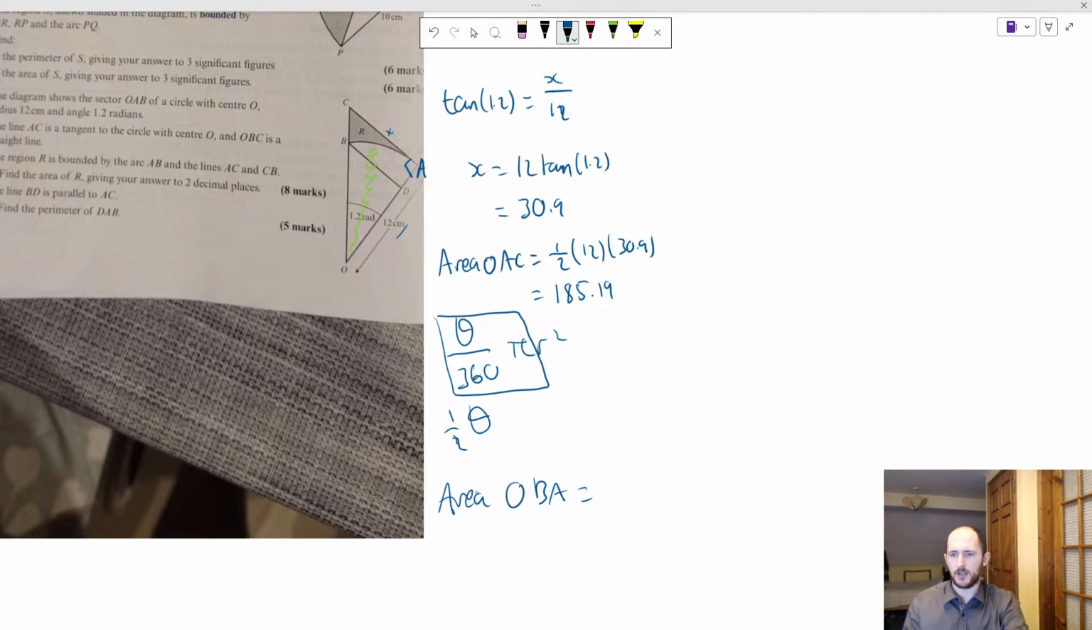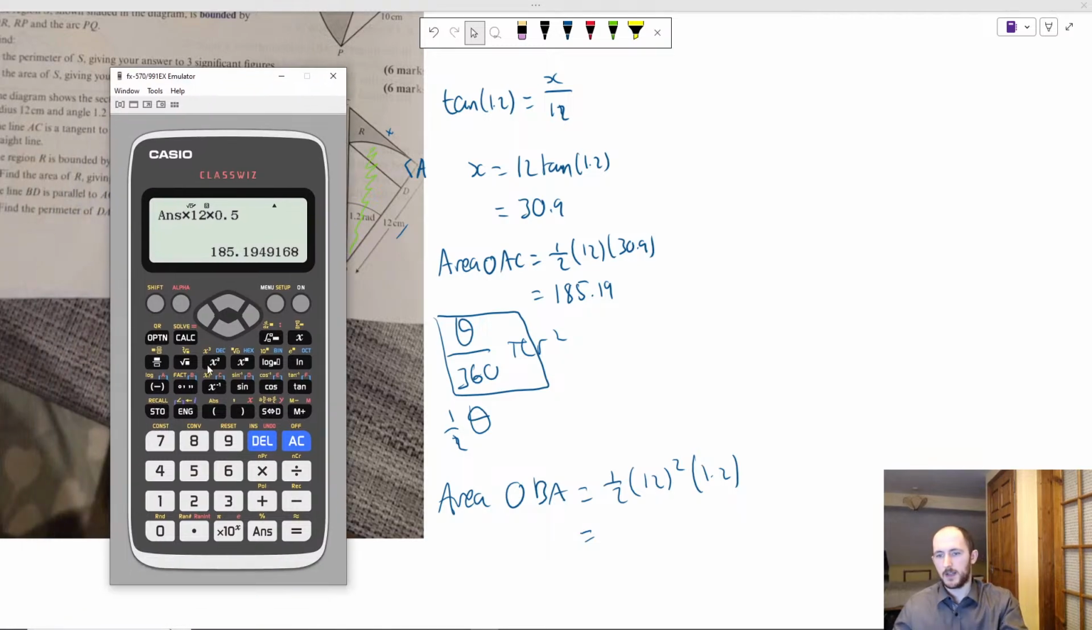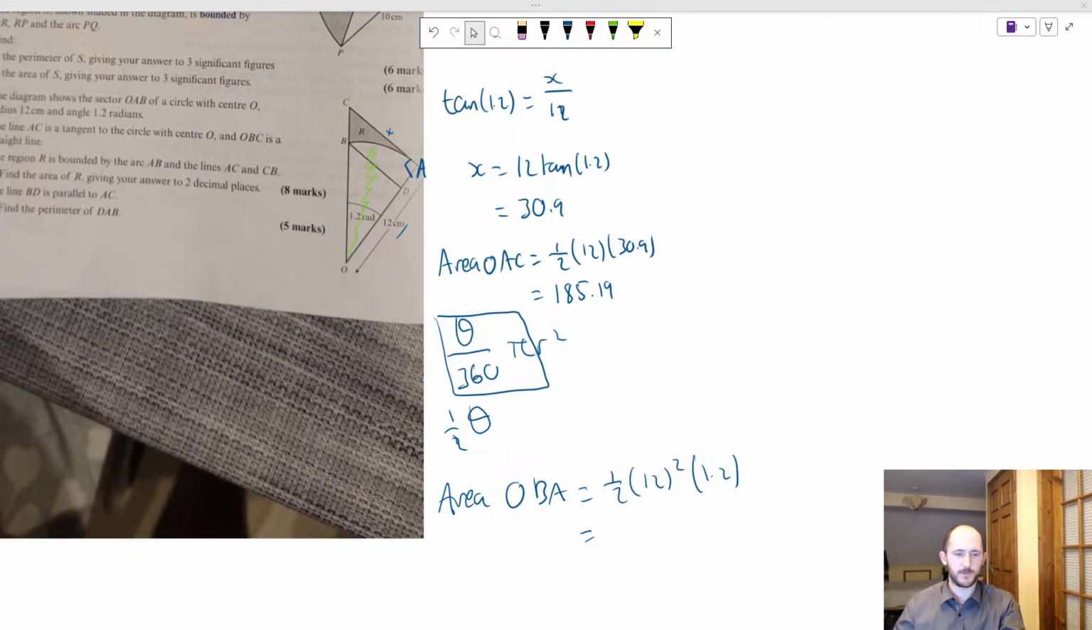So the area of OBA is just a half r squared times theta, which was 1.2. So 0.5 times 12 squared times 1.2 gives me 86.4.